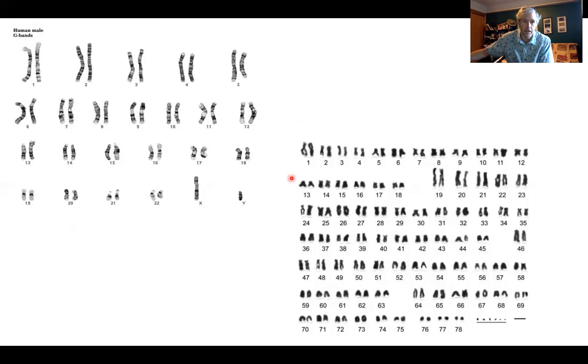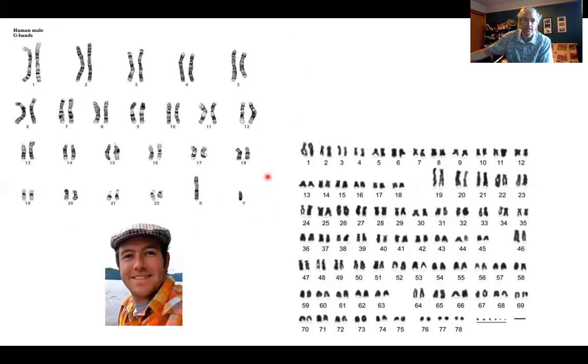This is a human male. We've got the same 23 pairs of chromosomes. We've got the X and we've got the Y. So there we have a human male. In this case, we'll say me. This is going to be, for the purpose of this observation, my chromosomes, my karyotype.